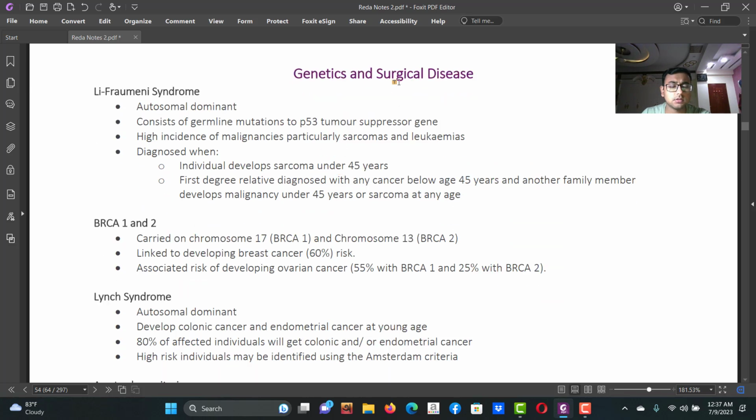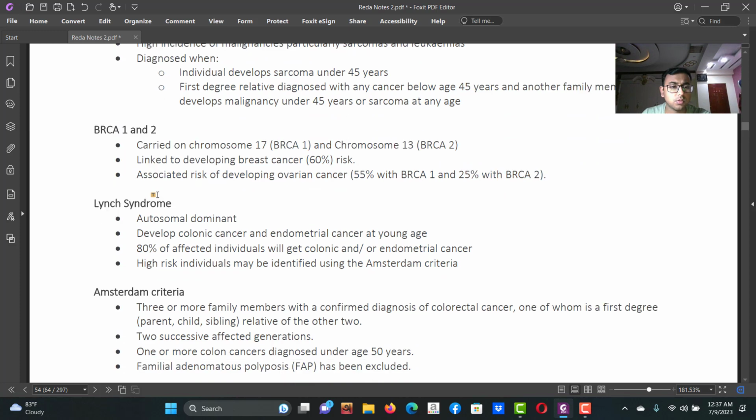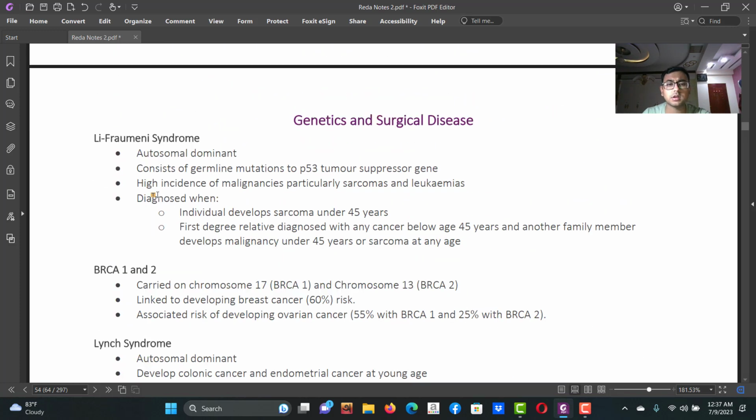Now there are genetic and surgical conditions, like Li-Fraumeni syndrome, BRCA1, and Lynch syndrome. This is very important for part 1, and also the MRCS section 1 exam. Li-Fraumeni is autosomal dominant, with mutations of the p53 tumor suppressor gene and a high incidence of malignancy, particularly sarcoma and leukemia. It is diagnosed in an individual with sarcoma under 45, a first degree relative diagnosed with any cancer below 45 years, and another family member who develops malignancy under 45 years, or sarcoma at any age.